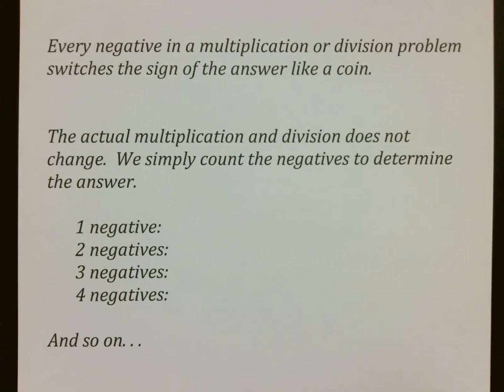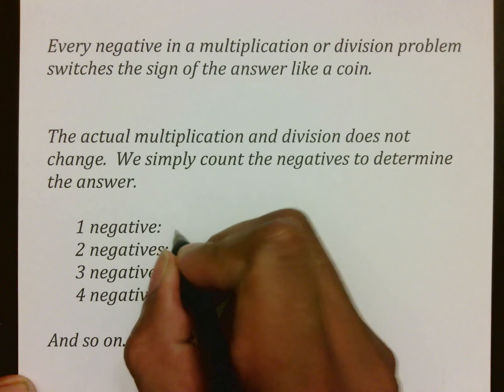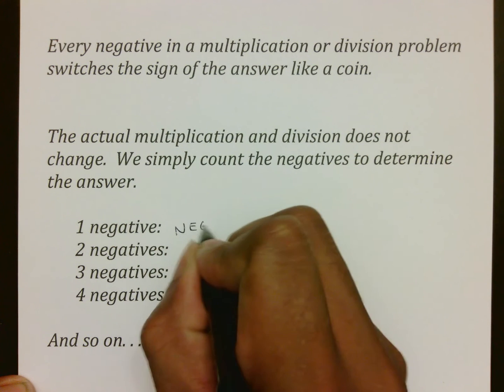That's why I said it's really not tough, because when you see 6 times 5, the number value is still going to be 30. When you see something like 10 divided by 2, the number value is still going to be 5. You just have to find out if it's a positive or negative answer, and that's it. So again, we simply count the negatives to determine. Of course, 0 negatives is positive, but 1 negative would be negative.